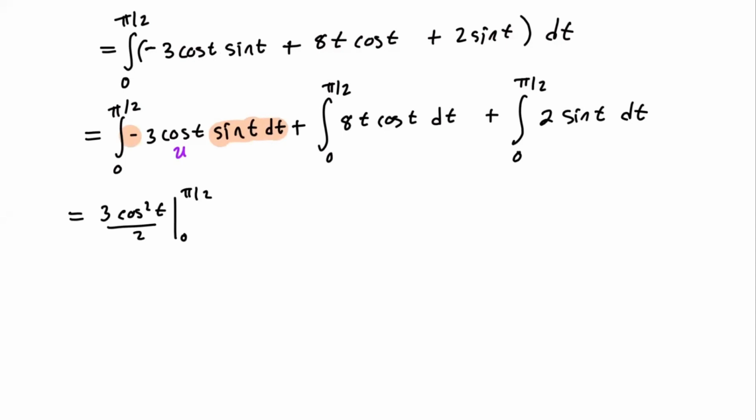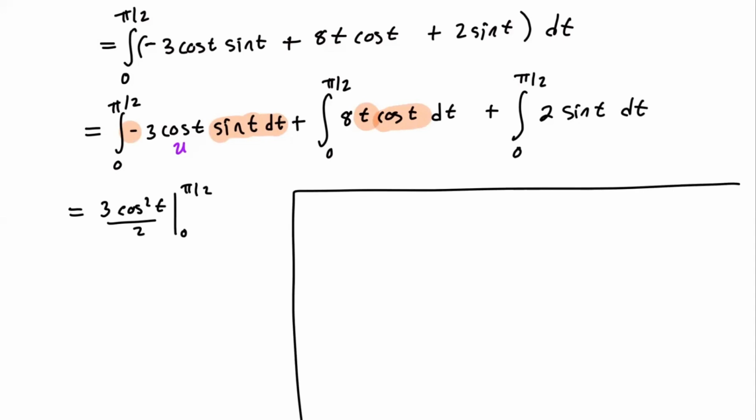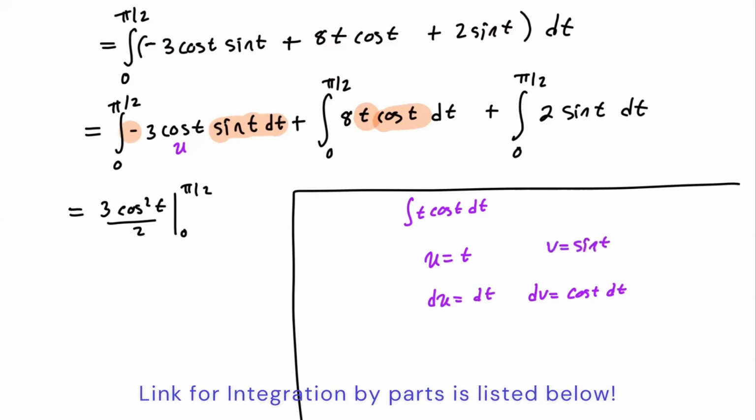And now the second integral, now here you have t and cosine t. That needs to be done by parts. We're going to do that on the side. Let's integrate that by parts. So we are going to integrate t cosine of t dt. So you'll have to pick u and dv. So u is going to be t, and dv, I'm going to pick that to be cosine of t dt. So then du is going to be dt, and v is going to be sine of t.